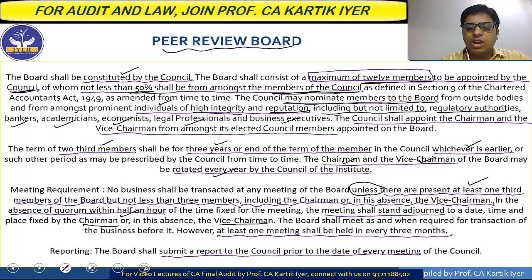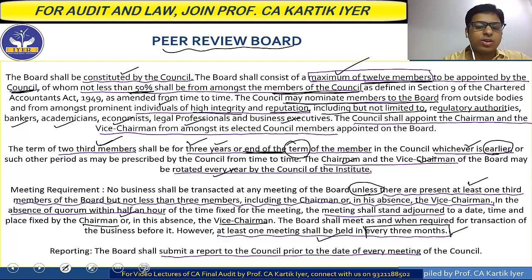The board shall meet as and when required for transactions of the business before it. However, at least one meeting should be held in every 3 months. See, again, one more point that can come in MCQs. You can see a lot of small points in this part. Remember this, maximum 12 members, then once in every 3 months. You add this, that 2/3 of the members will be appointed for 3 years or the end of the term, whichever is earlier. So all these are small points that can come in the MCQ. So be very, very careful.